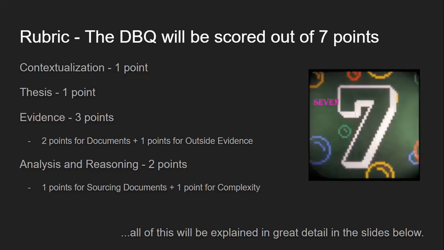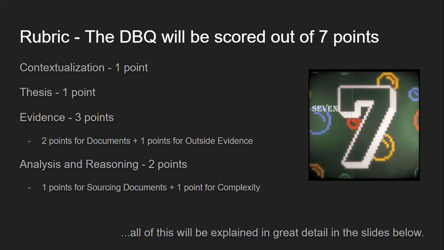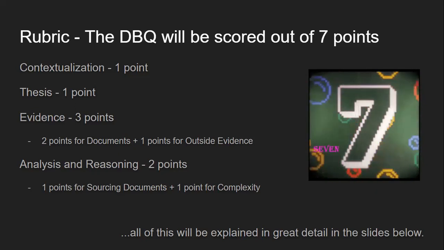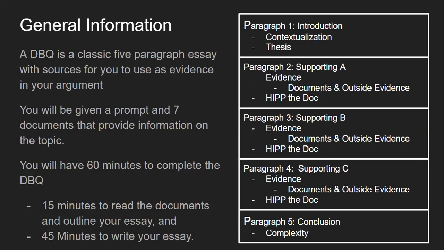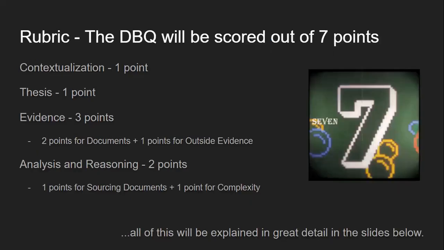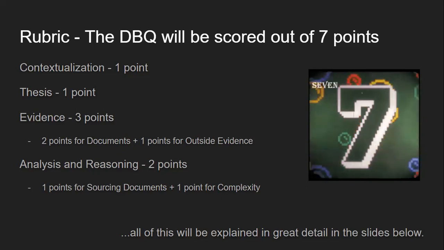But then there will also be a 4th point, which comes in the analysis and reasoning scoring category for sourcing the documents. And that will be something you will also do in your supporting paragraphs. This is what I referred to on the previous slide as hipping the doc. Hipping the document and sourcing your documents is the same thing. I'll explain that later on. So your evidence and your sourcing of the documents, aka hipping the documents, all will happen within your supporting paragraphs and will get you a total of 4 points.